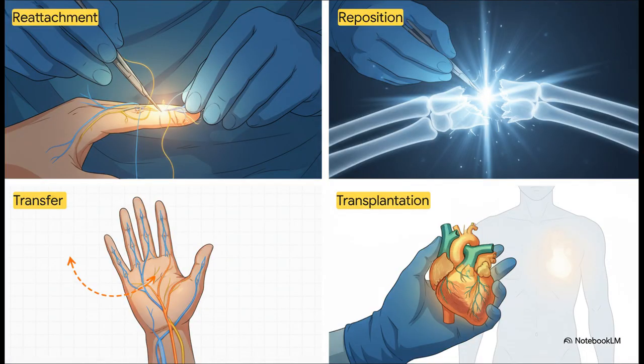And there are all kinds of ways to move things around. Reattachment is pretty straightforward, putting a severed part back on. Reposition is when you move something that's been knocked out of place, like a broken bone, back where it's supposed to be. Transfer is moving a part to a new spot to do a new job. But now, pay attention to this last one, transplantation. The absolute crucial point here is that the part being put in is a living part from another person.